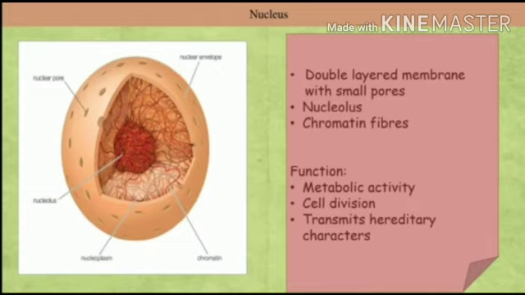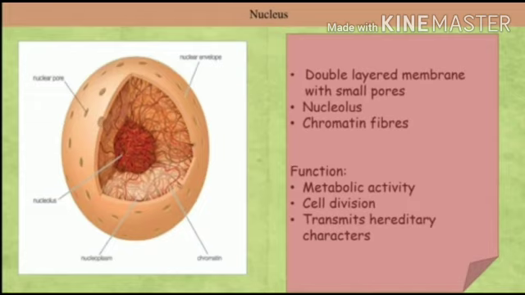Let's see the structure of the nucleus. When observed under an electron microscope, we can see the nucleus covered by a double layer membrane with small pores. These pores allow the passage of material in and out of the nucleus. Nucleus has one round nucleolus and a network of chromatin fibers. Chromatin fibers are thin thread-like structures which condense to form short thick chromosomes at the time of cell division. Functional segments on chromosomes are called genes.